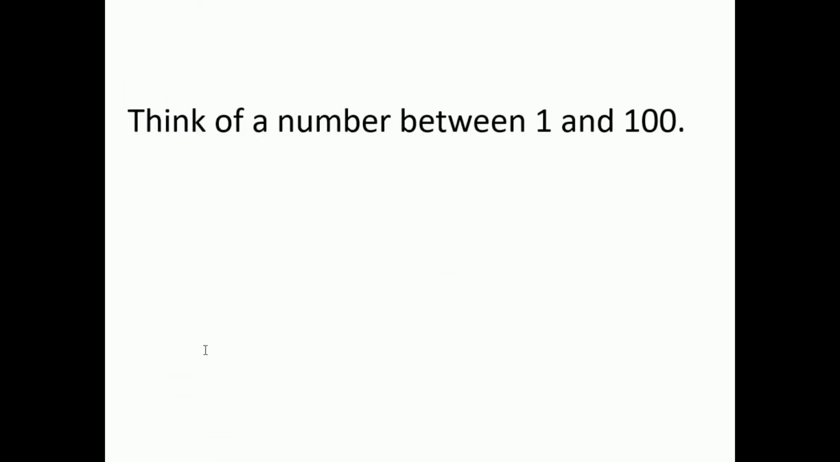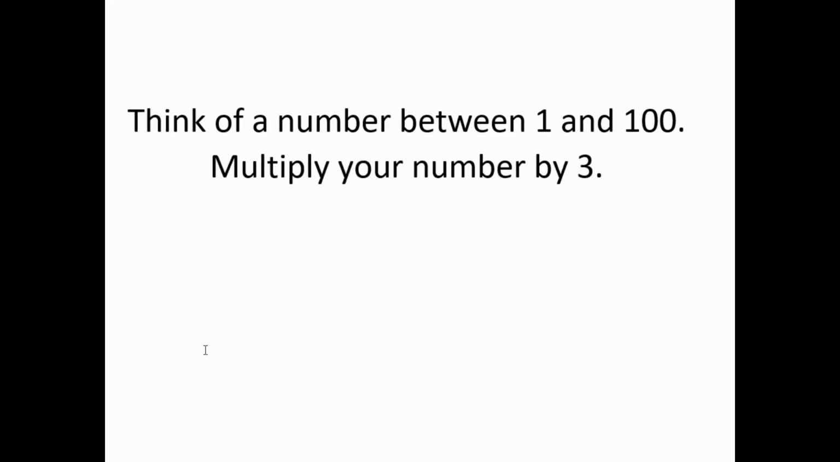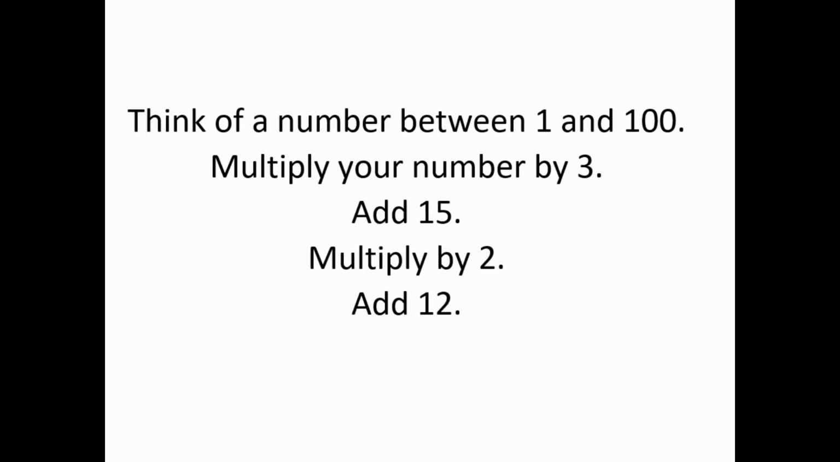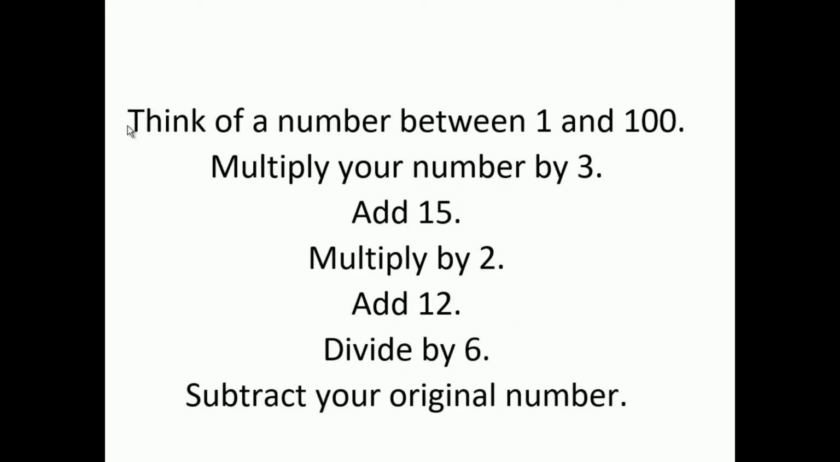To start, think of a number between 1 and 100. Now, multiply your number by 3. Now add 15. Now multiply that by 2. Now add 12. Divide by 6. Now subtract your original number. Ready for the magic? You got 7. Feels magical? It's the magic of algebra.